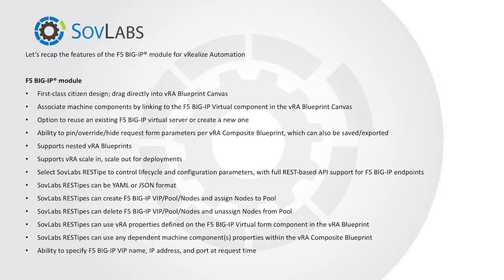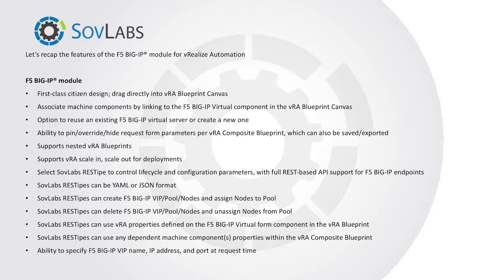Select SovLabs recipe to control lifecycle and configuration parameters with full REST-based API support for F5 BIG-IP endpoints. SovLabs recipes can be YAML or JSON format. SovLabs recipes can create F5 BIG-IP VIP pool nodes and assign nodes to pool. SovLabs recipes can delete F5 BIG-IP VIP pool nodes and unassign nodes from pool. SovLabs recipes can use vRA properties defined on the F5 BIG-IP virtual form component in the vRA blueprint. SovLabs recipes can use any dependent machine component properties within the vRA composite blueprint.